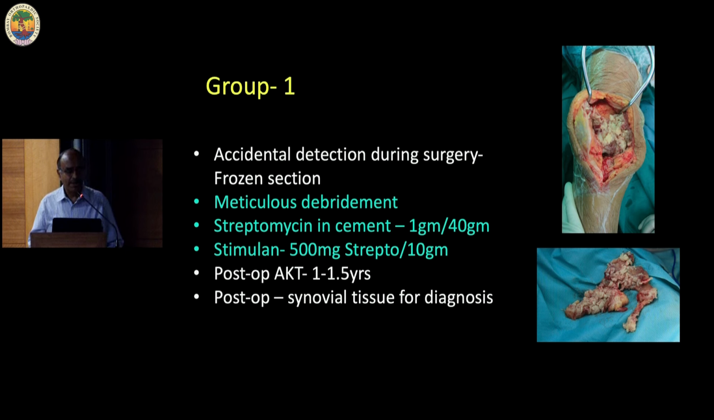And post-operatively, you put these patients on treatment for about 1.5 years, depending on the treatment, like a 4-drug regimen for about 2 months, followed by your 3-drug or 2-drug regimen. And post-operatively, always retrieve the synovial tissue and send it for biopsy, so that your tuberculosis is proved. You can also send it for drug sensitivity and see if there is any resistant tuberculosis there.